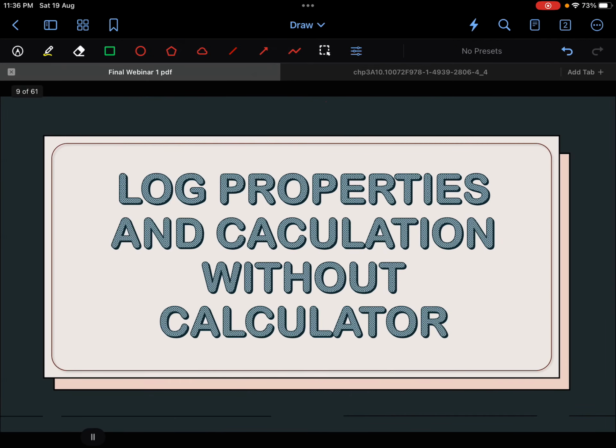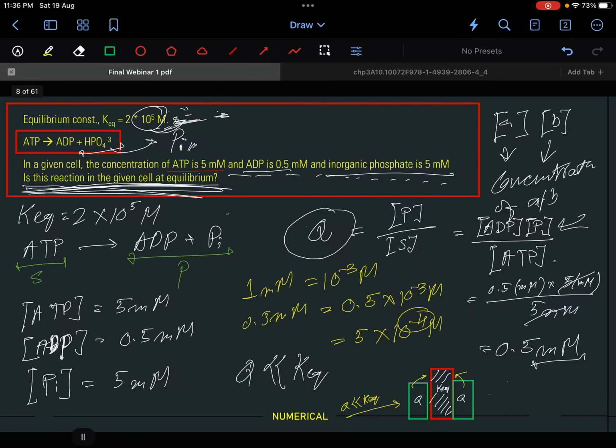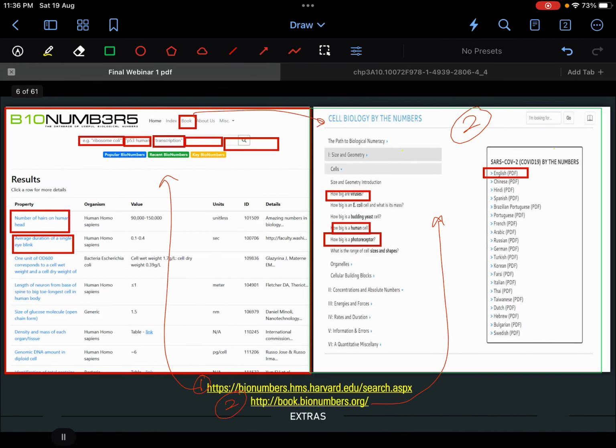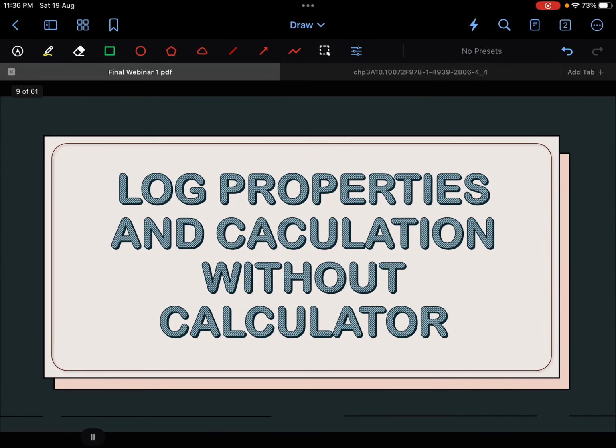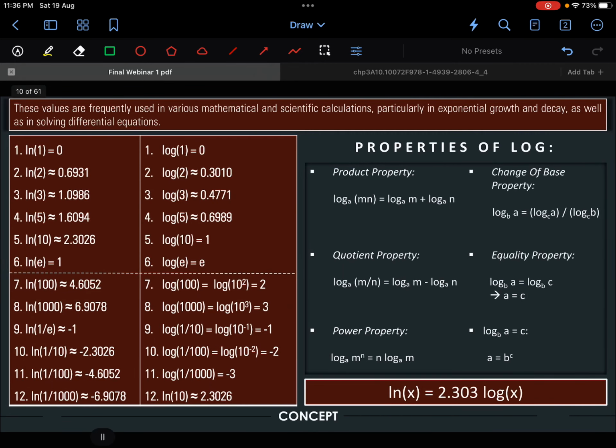Let's move to the next slide. I think we're done with the SI units and the commonly used biological measurements. So let's dive into the next topic, that is log properties and calculation of logarithmic values without using a calculator. In this slide we can see many log values and log properties. Don't get overwhelmed, I will explain them one by one.